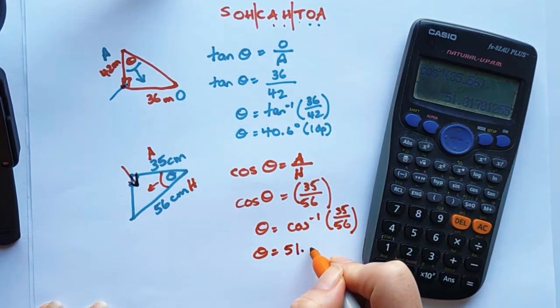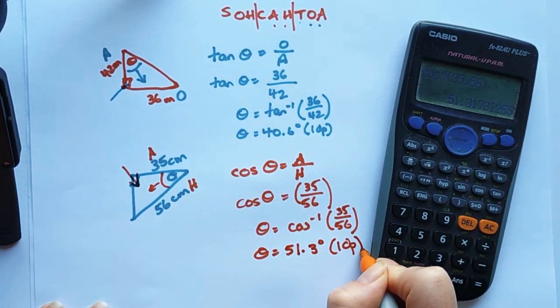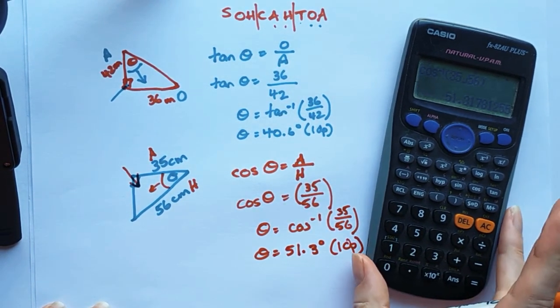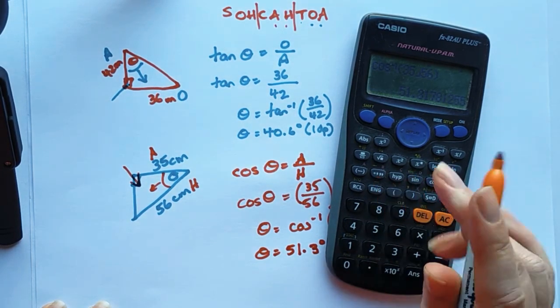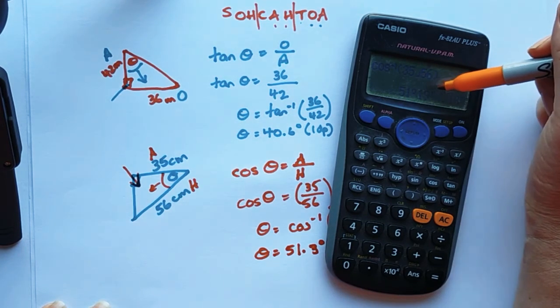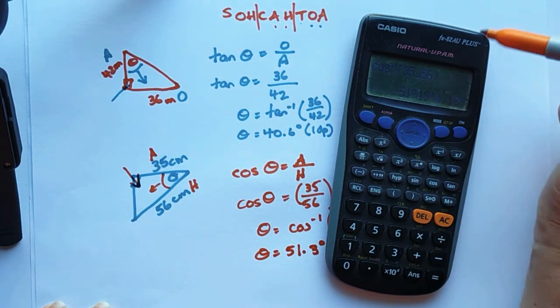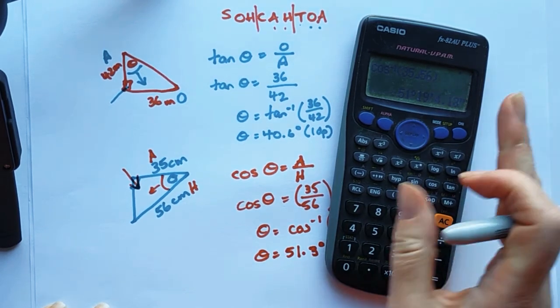Is 51.3 degrees to 1 decimal place. Now, if you wanted to, you can press this little degrees button here, and it turns it into degrees, minutes, and seconds. So it looks like commas, but it's degrees, minutes, and seconds.